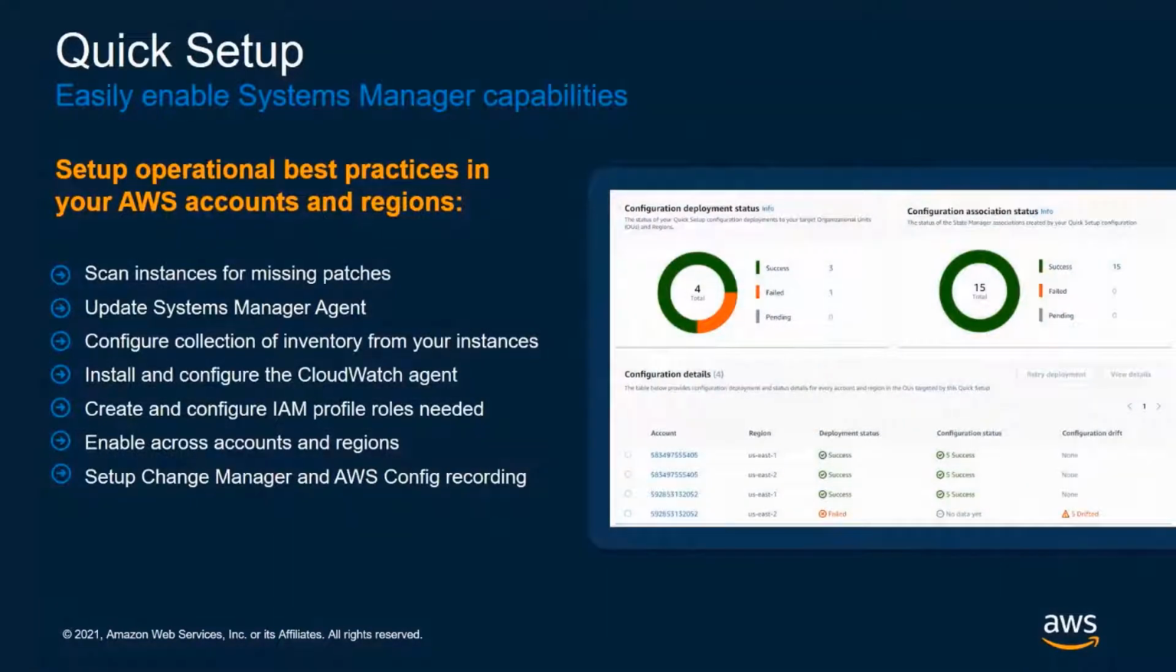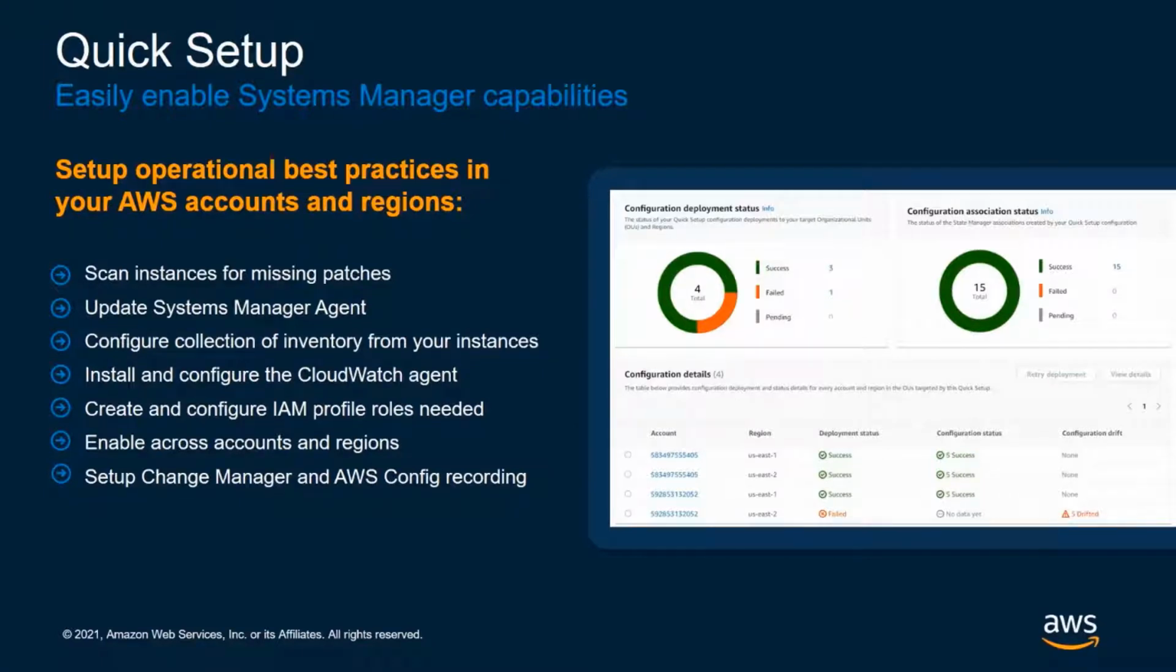To get started with the first capability, we're going to be talking about Systems Manager Quick Setup, which enables you to set up best practices within your environment. When you're using Quick Setup, there's a couple different types of configurations, which we'll take a look at once we're over in the console. You can use Quick Setup to quickly get started with Systems Manager and enable scanning for your instances to check for missing patches daily. You can automate the process of updating the Systems Manager agent.